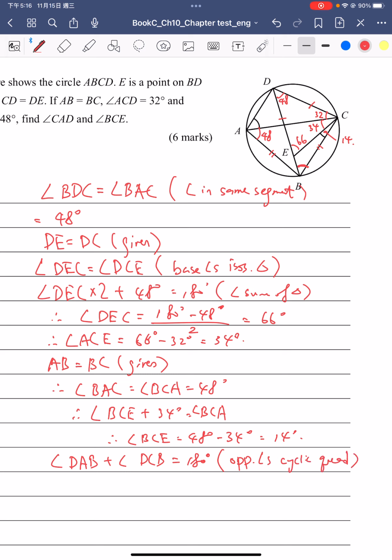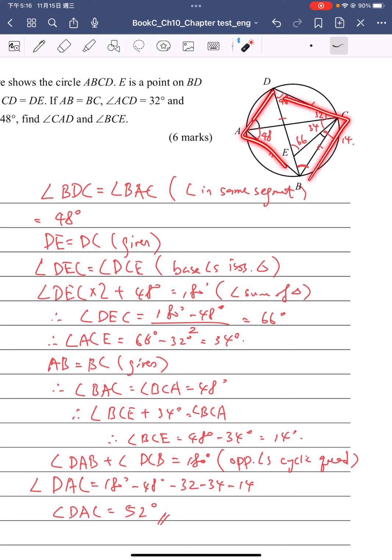Okay, so now we can say the required angle DAC is equal to 180 minus 48 minus 32 minus 34 minus 14, giving you the answer is 52 degrees. Okay, so again, I think that 180 is the two angles plus together. We minus 48, minus 32, minus 34, minus 14, get the required angle.